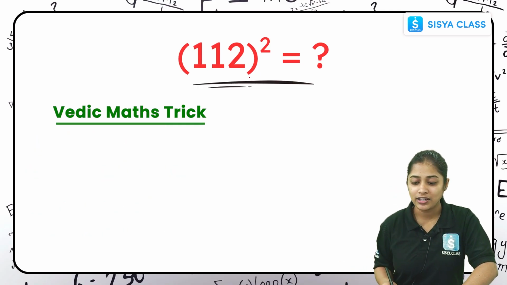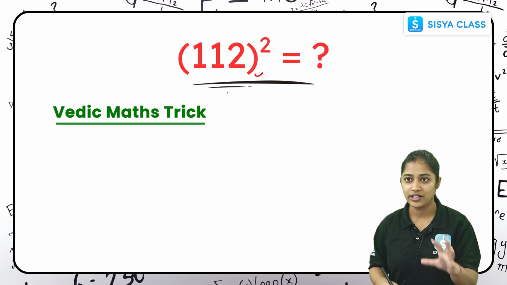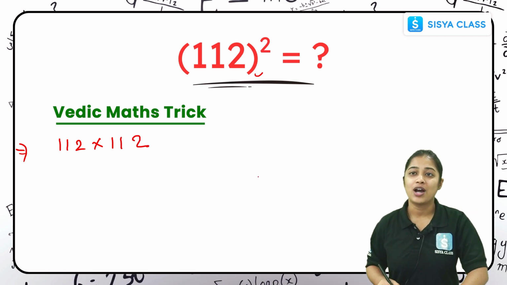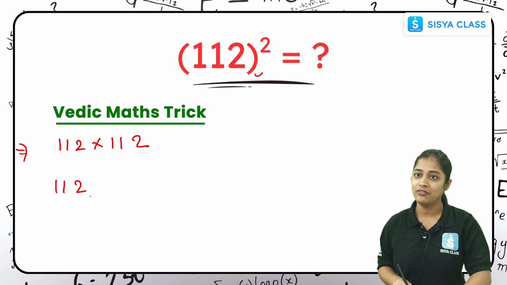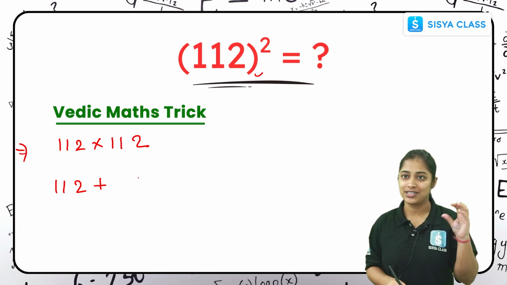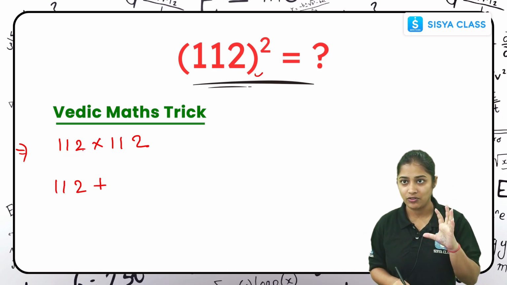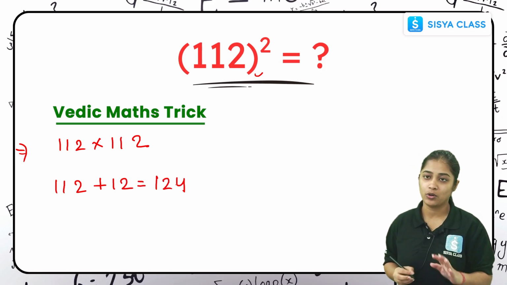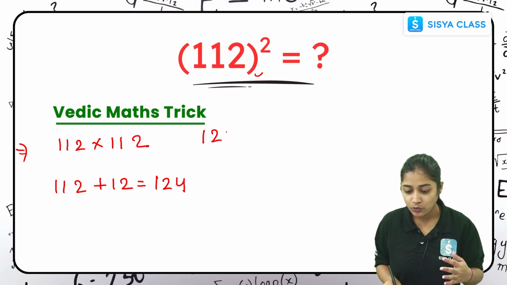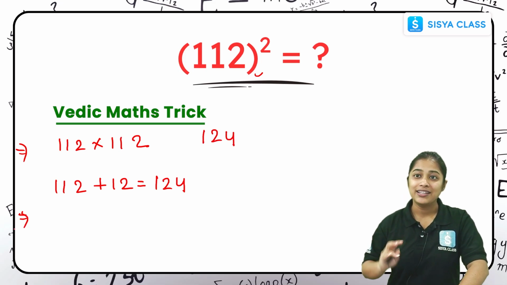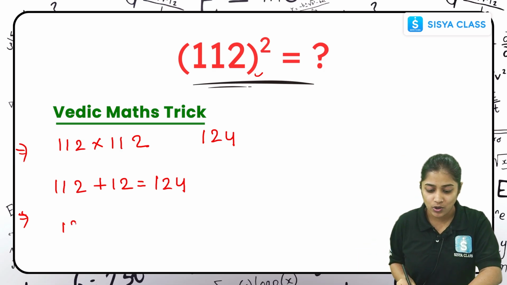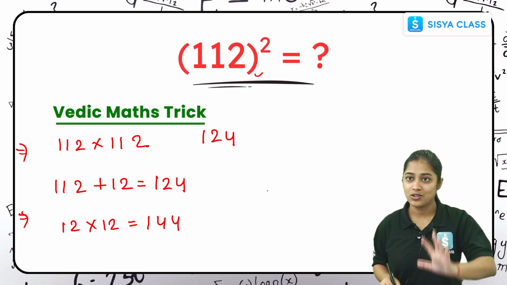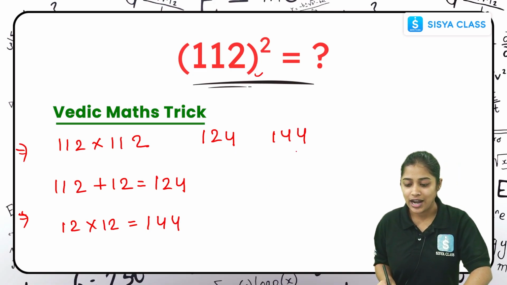Here we have 112 square, right? We want to find 112 into 112. Again, we will write our number 112 here, and then we will add the last two digits. So what is the last two digits here? 12, right? So we will add the last two digits. Now my new number is 124. Now again, you will multiply the last two digits with themselves, that is 12 with 12, and you will get 144. So this is your second number, 144, that you will write here.